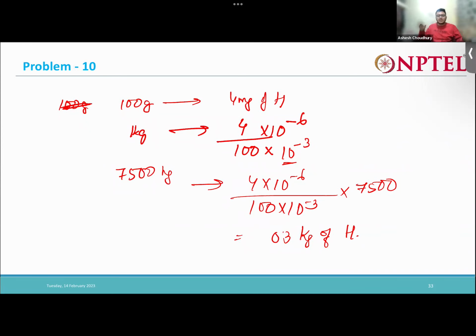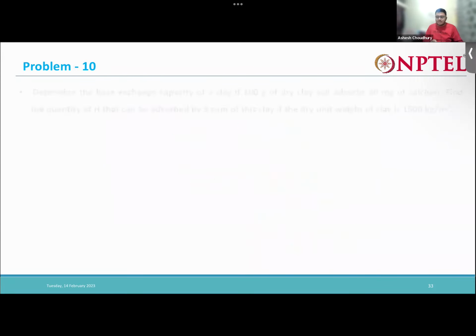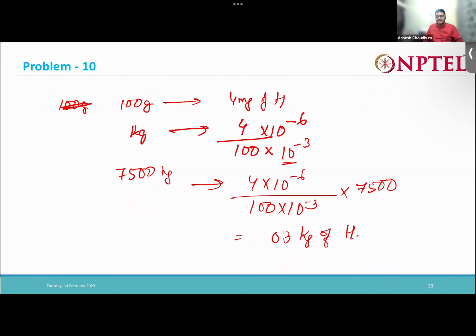So say you encountered two clays. 7,500 kg of one clay can adsorb 0.3 kg of hydrogen, and 7,500 kg of the other clay can adsorb 1 kg of hydrogen.